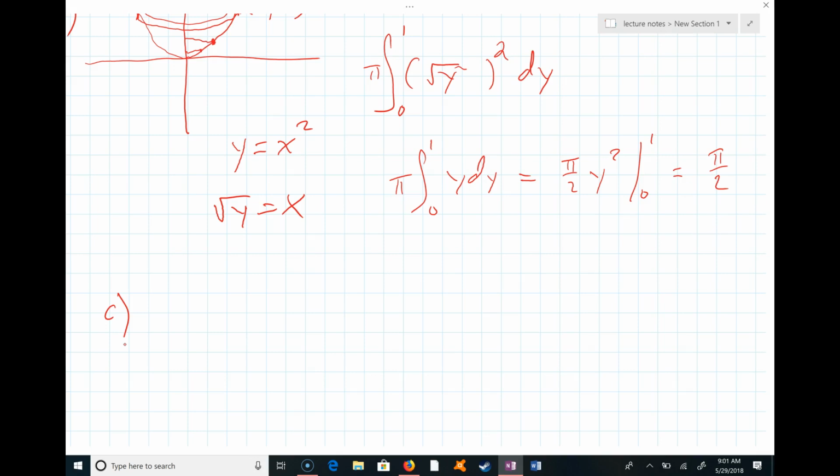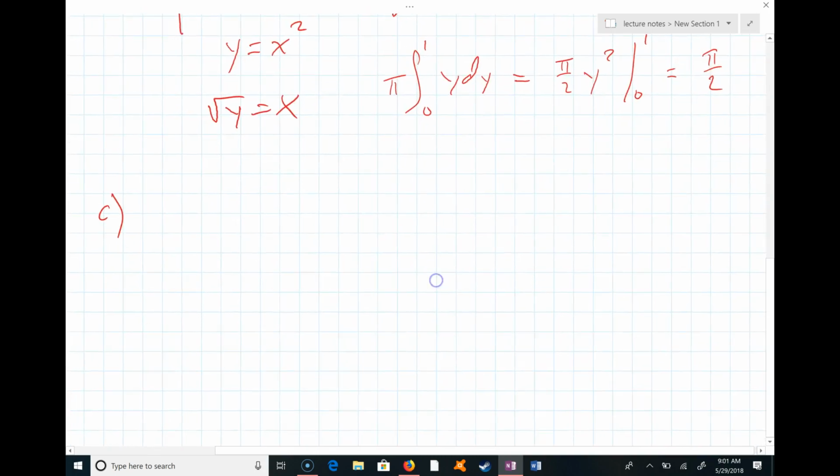Okay. Part C, find the volume of the solid obtained by rotating R. We're still rotating. Now we're going to rotate around the x-axis. Now this will make a completely different shape. Yeah, we're going to get a little hole, aren't we?